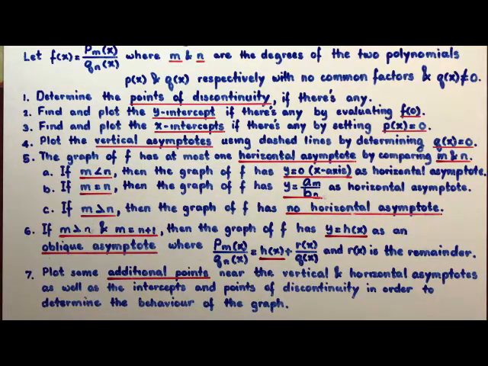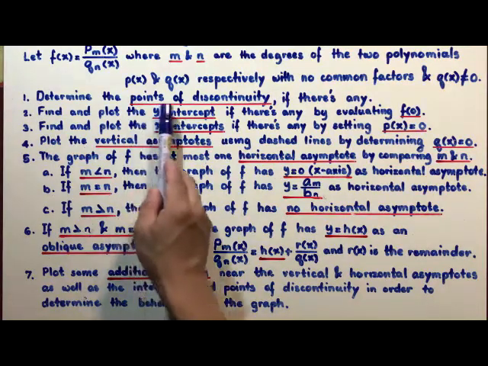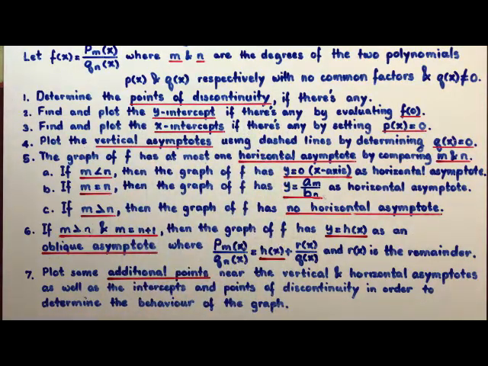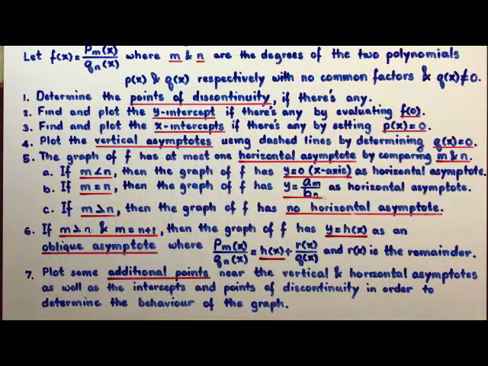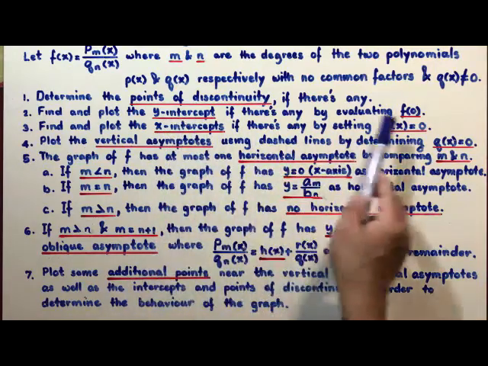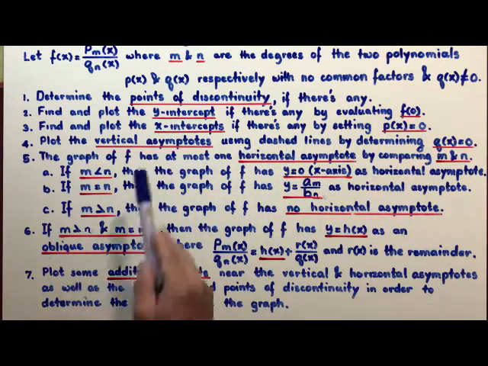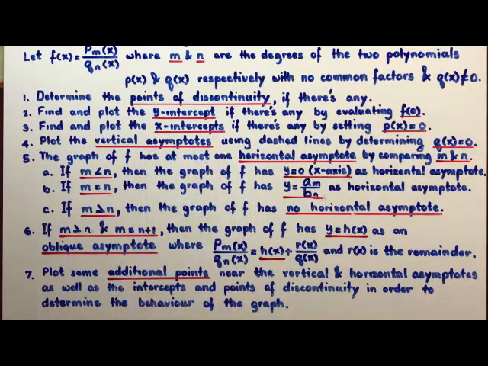The x-intercepts, the y-intercepts, the vertical asymptotes, and the horizontal asymptotes, in order for you to observe the behavior of the graph of a rational function. So number 1, determine the points of discontinuity, if there's any. Number 2, determine the y-intercept by evaluating the function at x equals 0. And next is to find the x-intercepts by setting the numerator equal to 0.